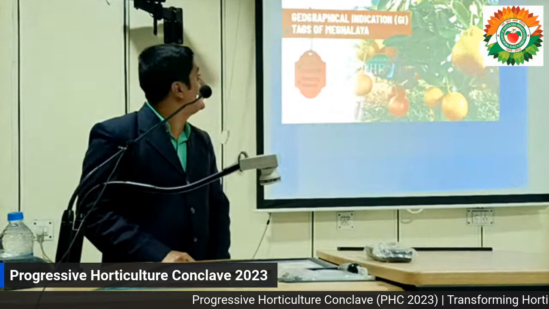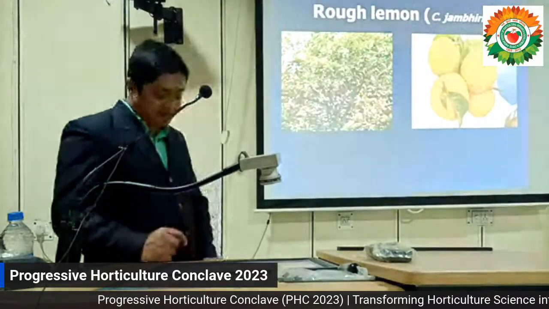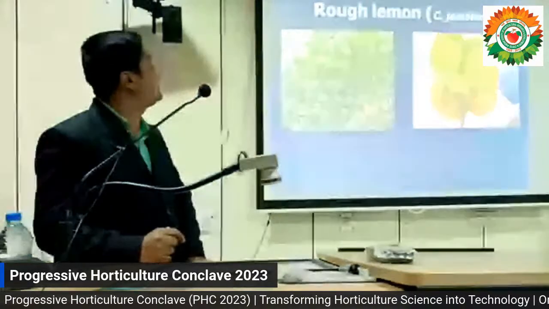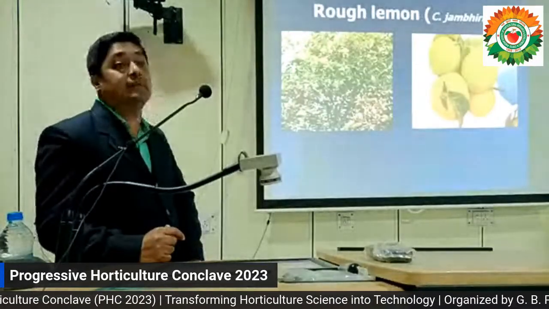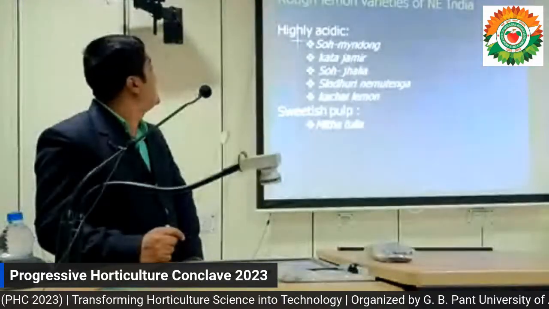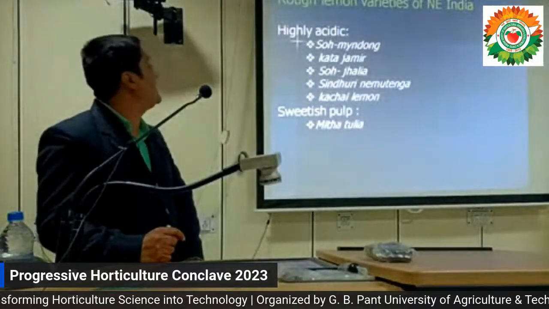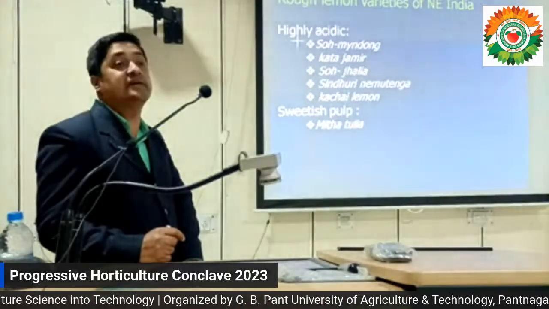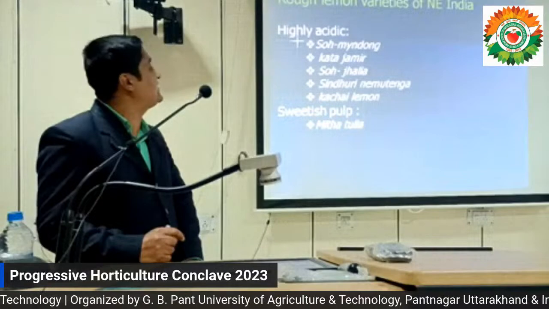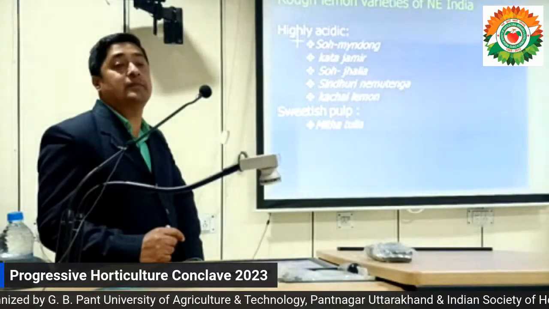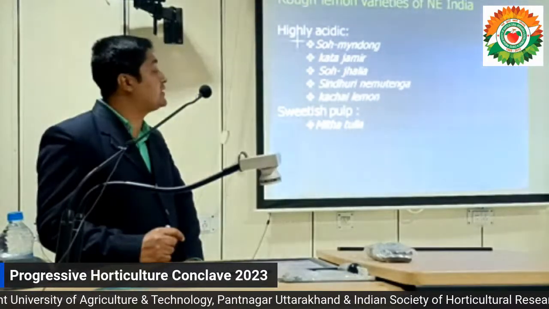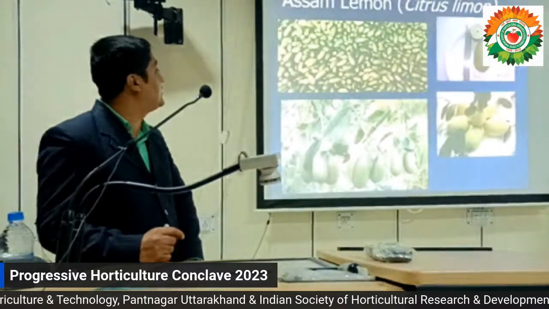So recently it got the GI tag, and in addition to the Khasi mandarin, another citrus species is rough lemon. There are different types of rough lemon grown in this particular region, and some are highly acidic, and some are sweet in their taste, and they are even named by local names in the different parts of the region.